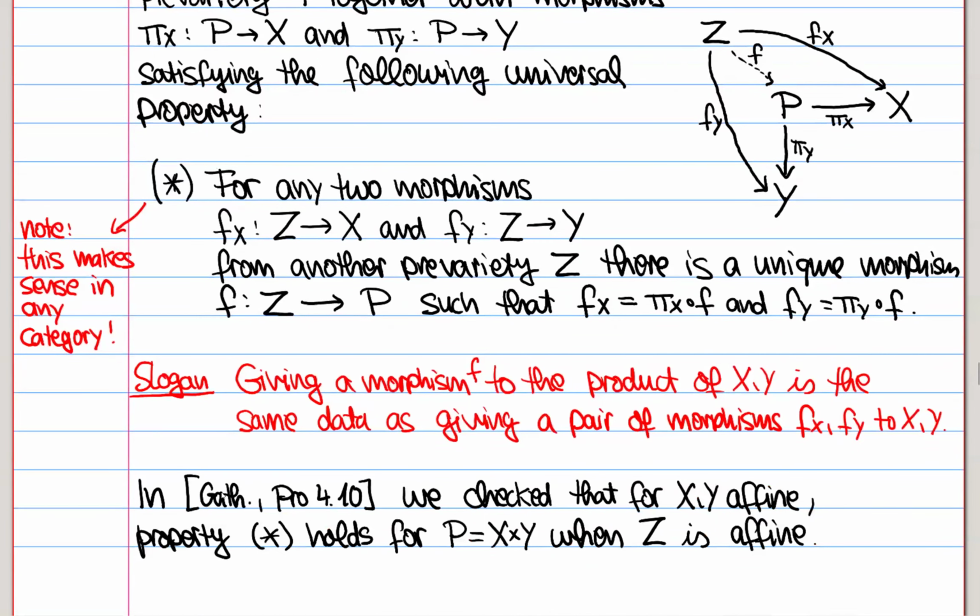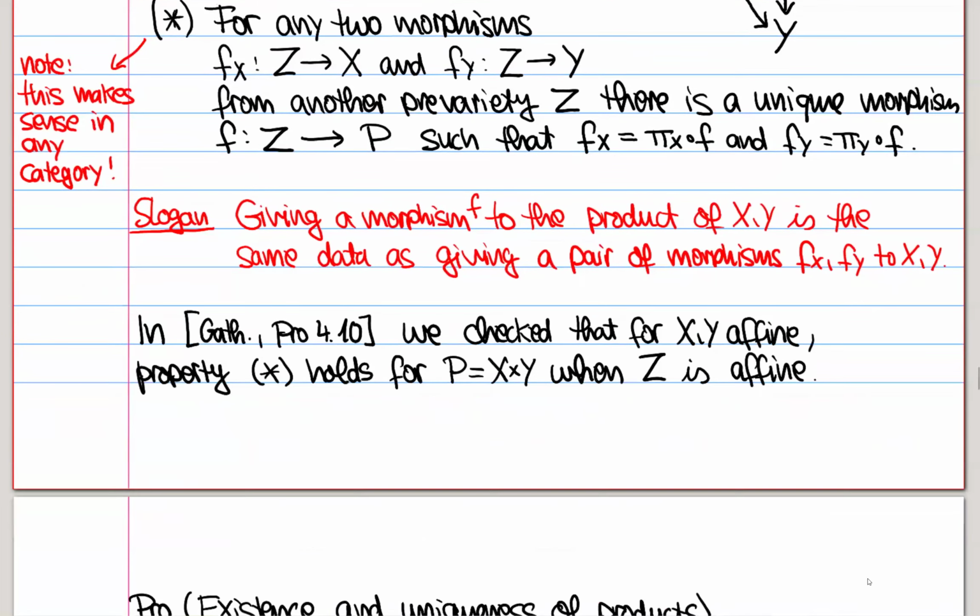And here, again, if you want to look it up again, this here is the place where we check that when X and Y are affine, then this property here holds, at least when the domain is an affine variety, because back then we only knew about affine varieties. Okay, so we also keep this in mind here.